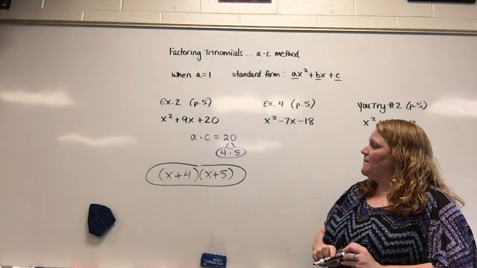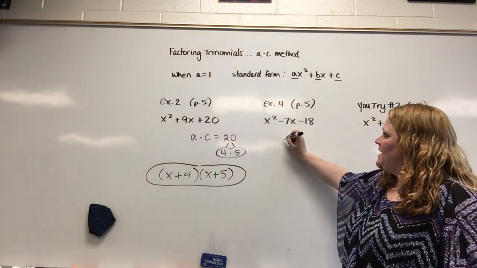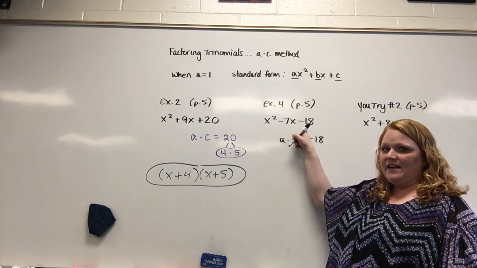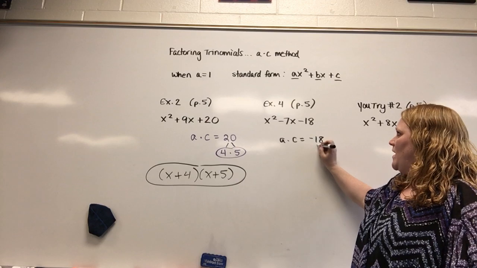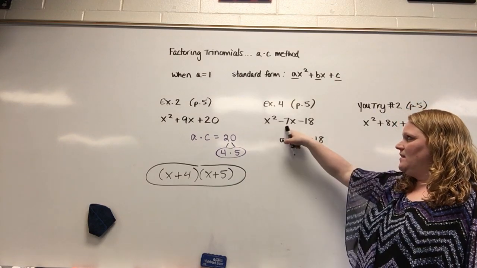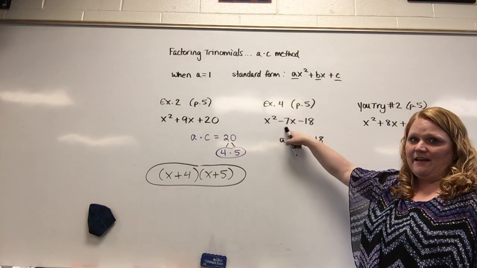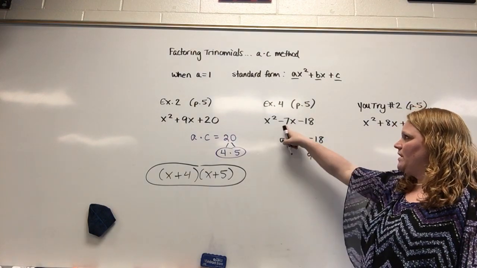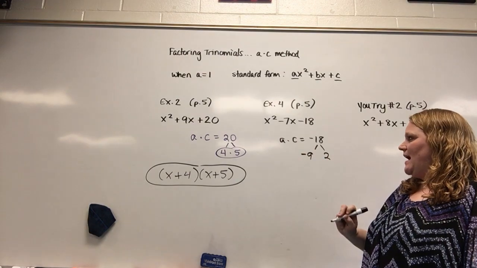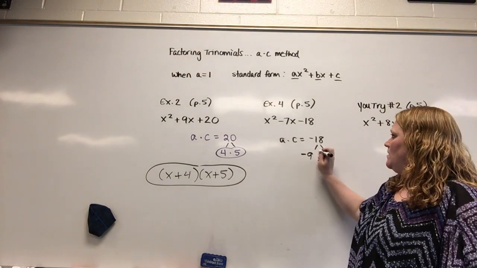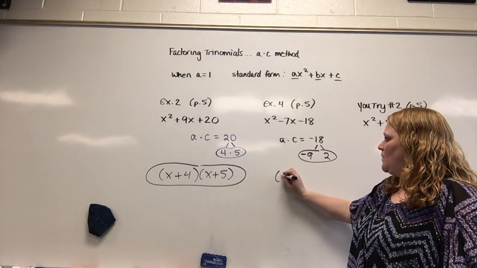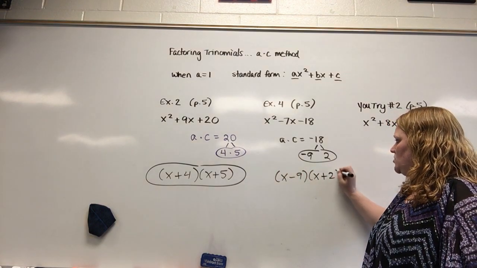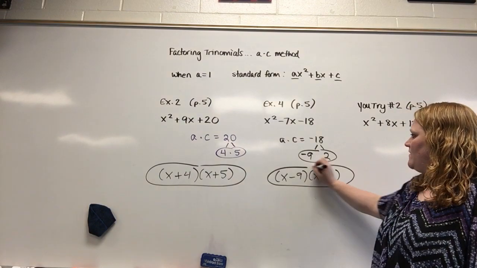For the second example, a times c would be negative 18, because 1 times negative 18 is negative 18. Well, what can we multiply to get negative 18 that will add together to give you the negative 7 in the middle? It would be a 9 and a 2, but in order to get negative 7, the 9 would have to be negative. So those would be our two factors. We would have an x with a minus 9 and an x with a positive 2. So those are our two factors.